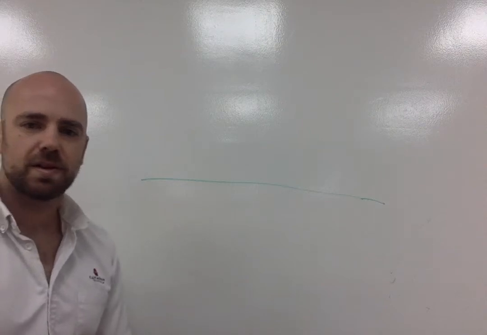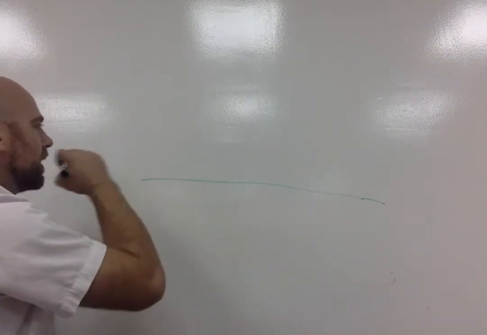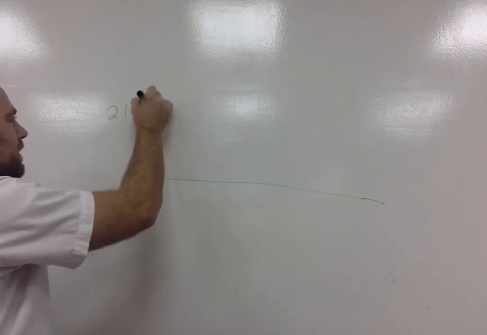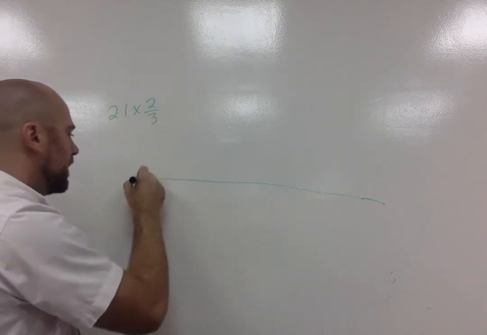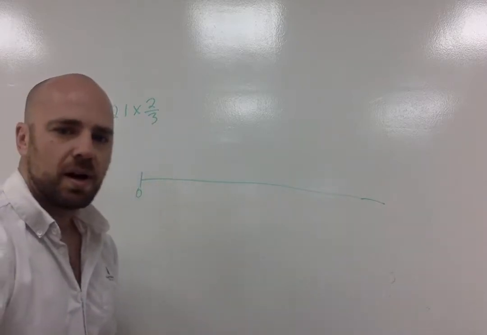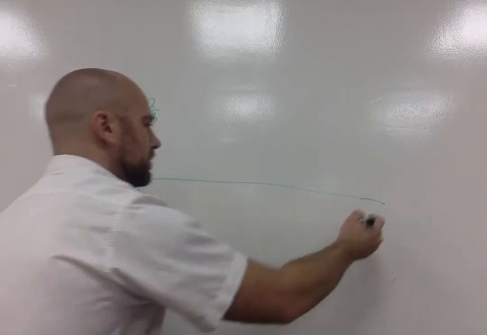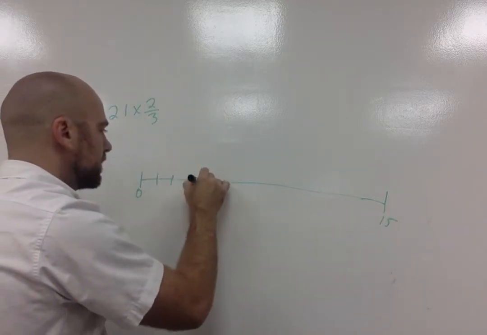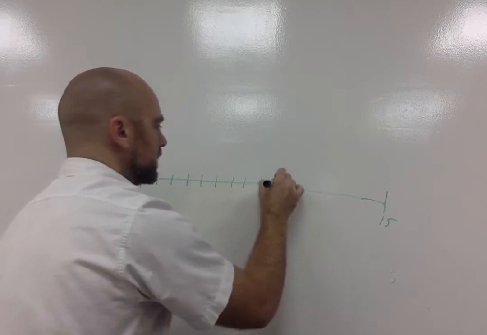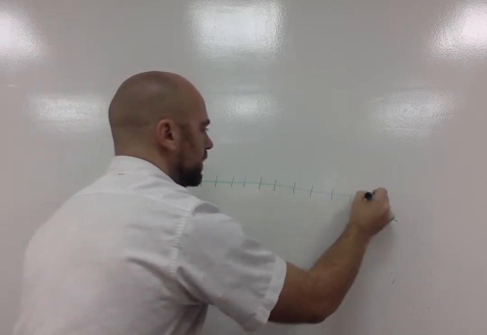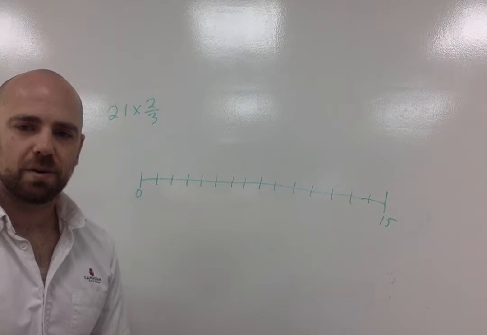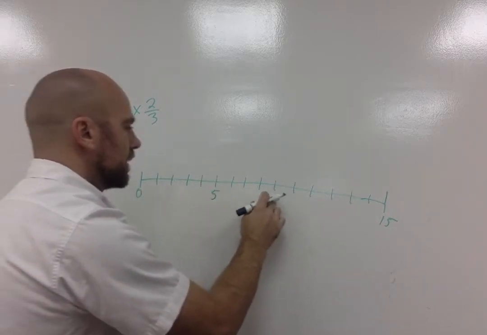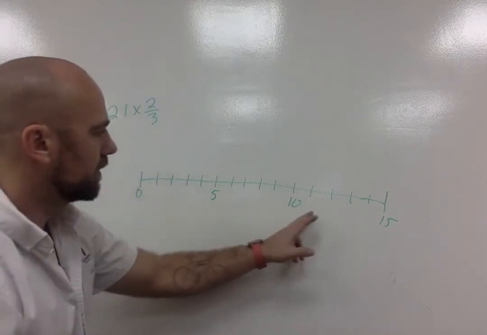So, in this one, let's say we're going to do, well, the example that I'm looking at here is 21 times 2/3. Okay, so if we're starting at 0, we're going to go all the way up to 15. So, 1, 2, 3, 4, 5, 6, 7, 8, 9, 10, 11, 12, 13, 14, 15.